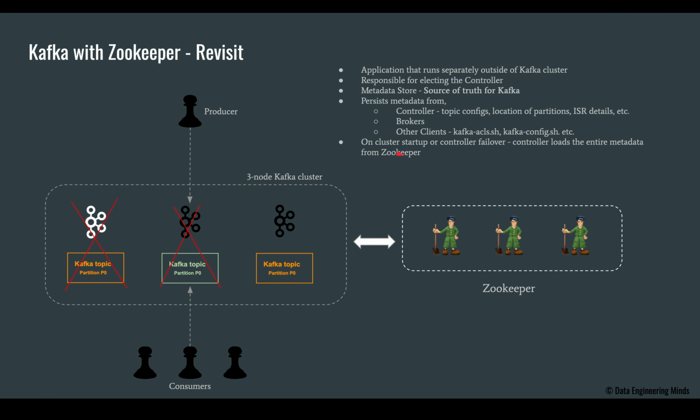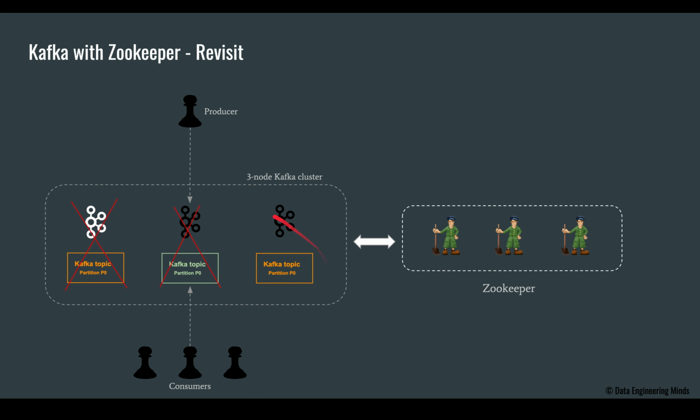So whenever you are starting a Kafka cluster, Zookeeper will first elect a controller. Similarly, whenever an existing controller fails, Zookeeper will elect a new controller. Whenever a controller is elected, the controller will first load the entire metadata from Zookeeper. Only then can the Kafka cluster operate. So the communication between Zookeeper and the controller is very important for operating the entire Kafka cluster. This is how the Kafka cluster has been operating until today with the help of Zookeeper.